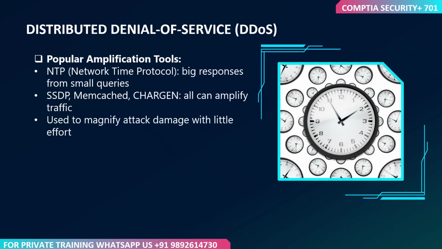Another popular type of amplification method uses NTP servers, which are used for time synchronization on networks. A small request can result in a massive response, making it a favorite among attackers for DDoS amplification. The same principle applies: spoof the victim's IP, send small requests, get huge responses sent to the victim. And let's not forget about Simple Service Discovery Protocol, memcached servers, and even CHARGEN, which are all types of services that have been abused in DDoS attacks for their ability to generate large amounts of traffic from small inputs.